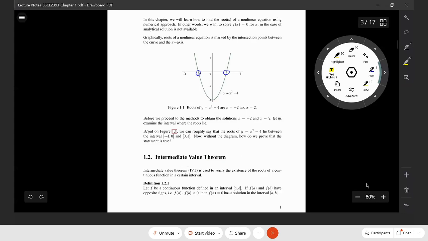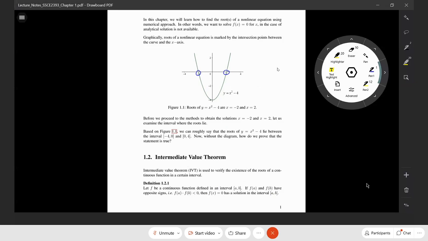So look at this paragraph here. Based on figure 1.1, we can roughly say that the roots of y equals x squared minus 4 lie between the intervals negative 4 to 0 and 0 to 4. So maybe, without the graph, let's say someone tells you the roots of x squared minus 4, and I don't know what the roots are, but I can assure you that the roots are going to be in the interval negative 4 to 0, one root over there, and the second root would be in the interval 0 to 4.